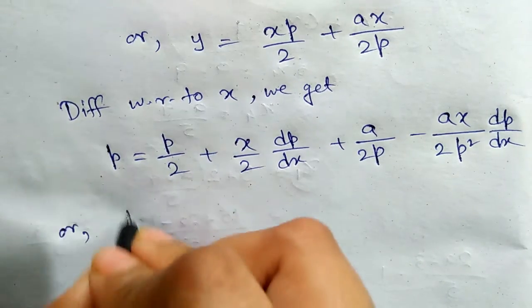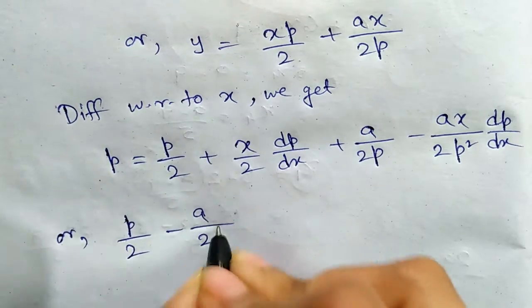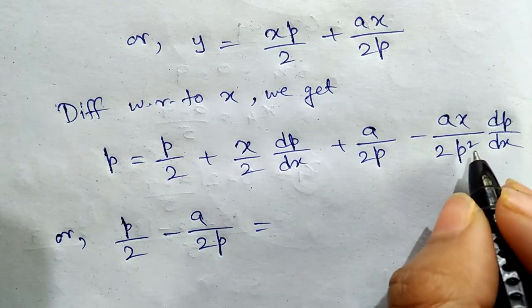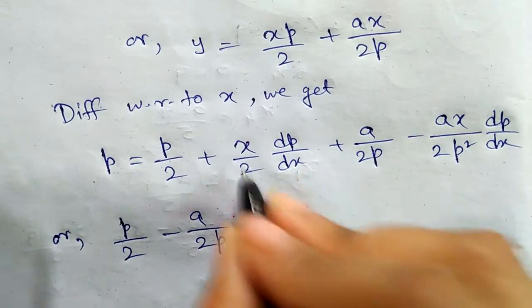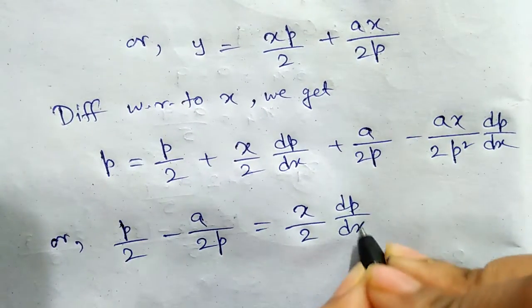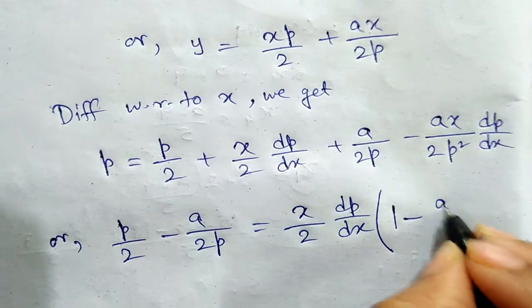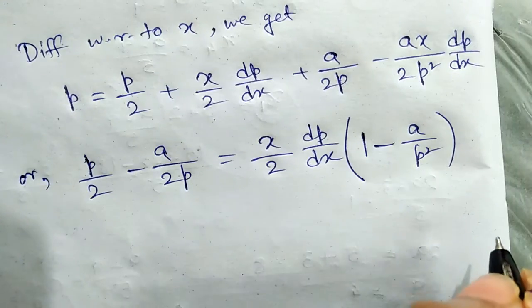p minus p by 2, that is p by 2, then minus a by 2p equal to, now taking common x by 2 dp dx, then 1 minus x by 2 dp dx is a by p square.